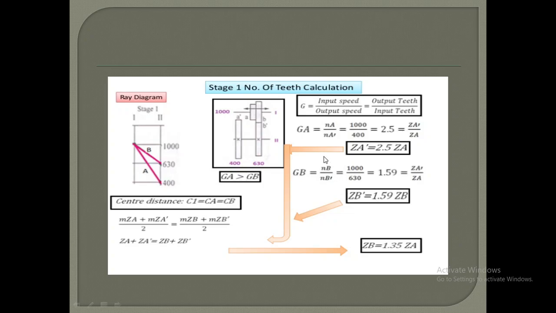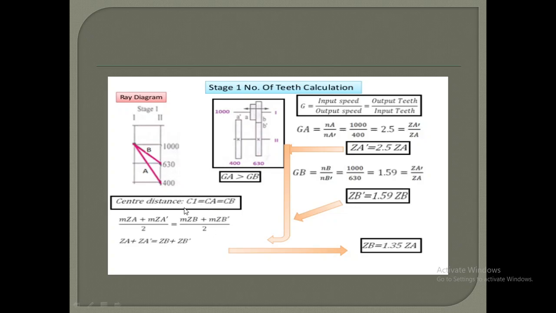The GA and GB, here we have to calculate. How to calculate that gear ratio? We know that input speed divided by output speed, or again, output teeth divided by input teeth. But we don't know the teeth. We know the speed only. That's why we will calculate with the help of speed. Then how to calculate that?